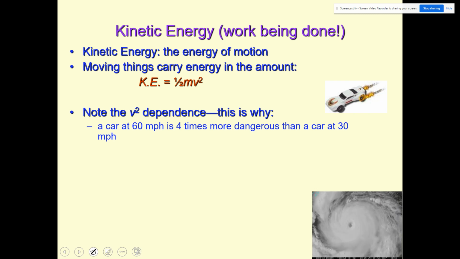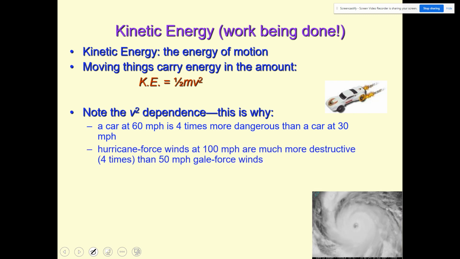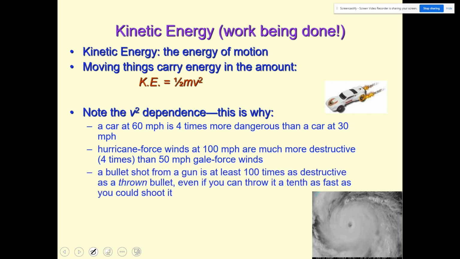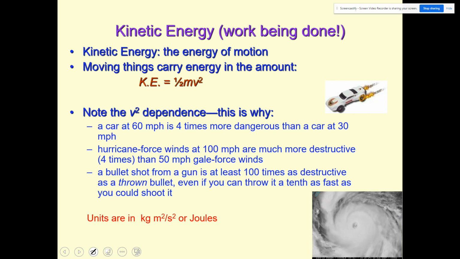A car at 60 is 4 times more dangerous than a car at 30. Hurricane force winds at 100 miles per hour are much more destructive, 4 times as destructive as hurricane winds at 50 miles per hour. A bullet shot through a gun is much more destructive than if you just threw it across the room. Even if you could throw it as fast as you could, it still wouldn't do that much damage. Remember, for kinetic energy, the units are kilograms meters squared per second squared, which is also the joule.